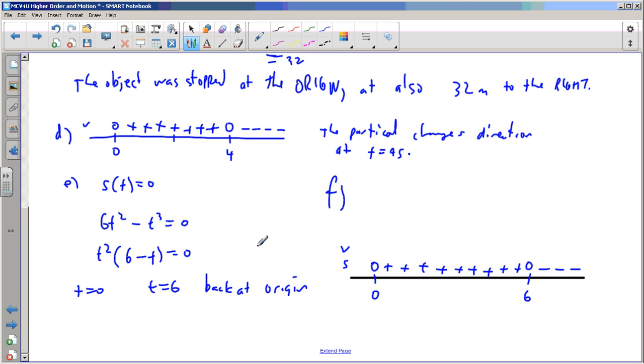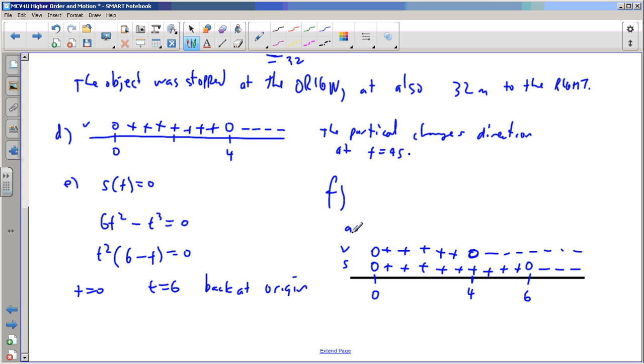Well, let's think about the velocity. There was the velocity sign chart. There was another important value here at 4. So I'm going to put 4 in there. 4 was where the velocity was 0, but it was 0 at the origin there as well. And then negative after. Okay.